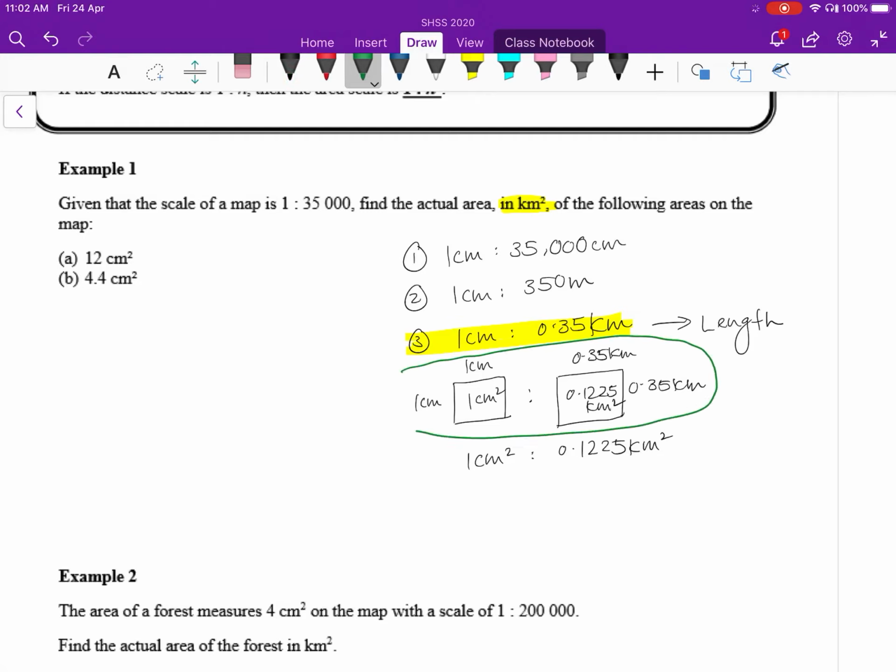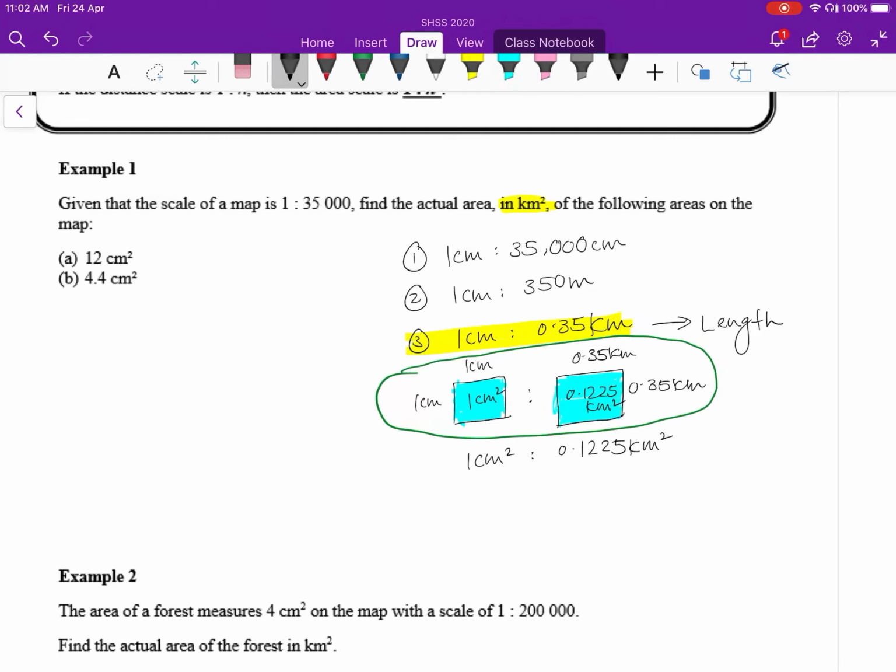Now, I know a lot of you have this question in the mind. Teacher, can I skip this step? Yes, you absolutely can. I'm just writing this out for those who need to understand why I square it. That is because I need to find the area of a square to get the area scale. So it's 1 cm squared to 0.1225 km squared. I need to square both ends of it.